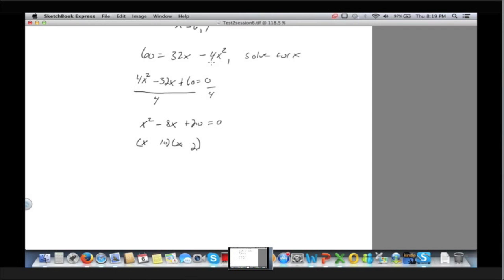How did I do this wrong? Plus 4x squared minus 32x plus 60 equals 0. Divided by 4, x squared minus 8x plus 20. Oh, yeah. 15. Okay.